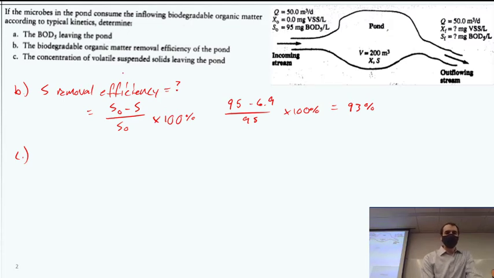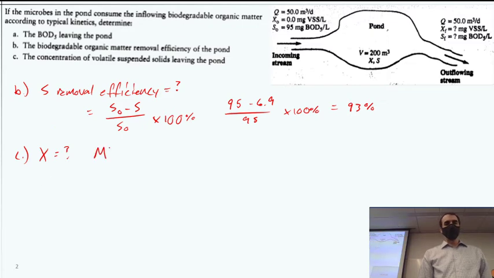Part C then is asking us the concentration of volatile suspended solids leaving the pond. So that's asking about X. So we know that X is growing, so the amount of bacteria, microbes are growing in there. And so that's our question here. And so we need a mass balance, but this time, instead of doing a mass balance on X, again, it's counterintuitive. We just did that for part A, because we could ultimately get that in terms of S, and all the X's dropped out.